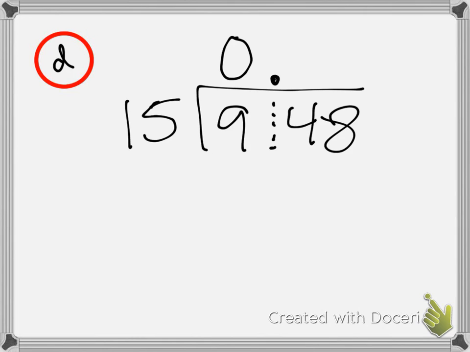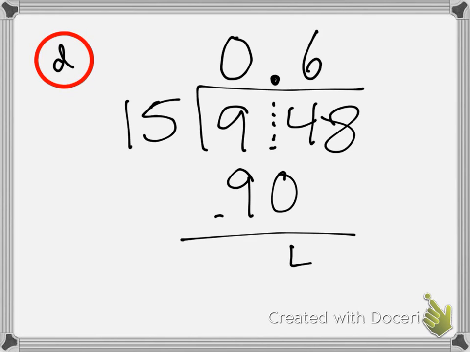Yeah, you guys agree? Correct. It is 6. And what is 6 times 15? It is 90. So we subtract that and get 4. Then we bring down our 8.